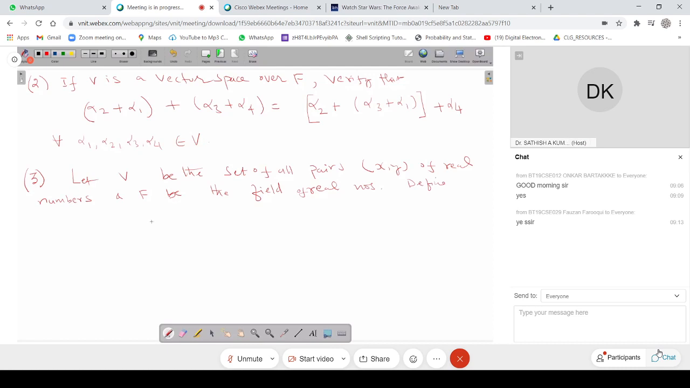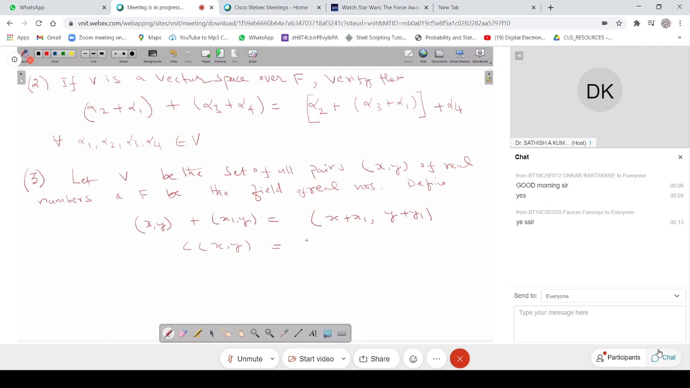We define it like this: take two vectors, x comma y and another vector x1 comma y1. Addition is just the usual addition, so we write x plus x1, y plus y1, and then c of x comma y. See, this is very important. We are defining addition in that way only. One can define it in any way; the only thing is that it should satisfy all those conditions.